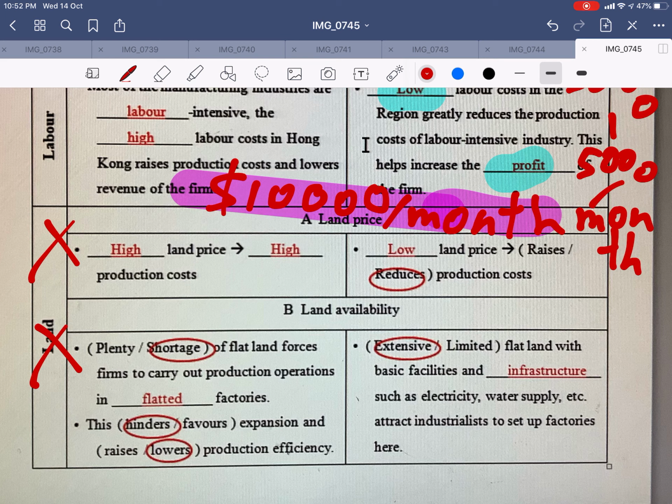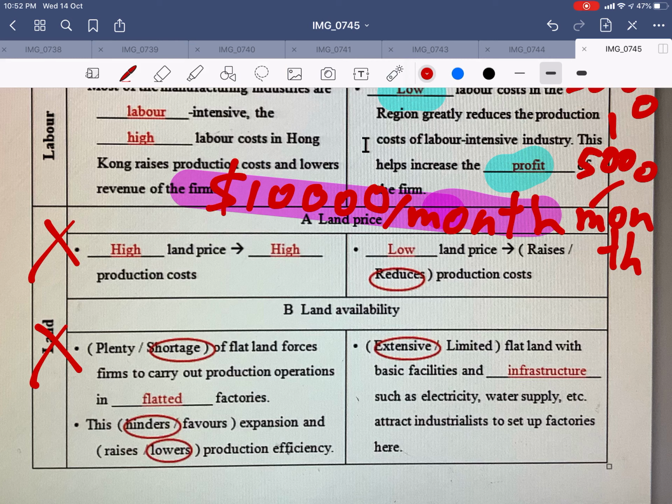So how about the land? High land price will cost high production cost. Just like Hong Kong, it is very hard to buy a flat. Maybe your dad and mom are going to buy you a new flat, because you cannot own one if you are just an undergraduate and not making a lot of money. It is very hard to buy a flat in Hong Kong.